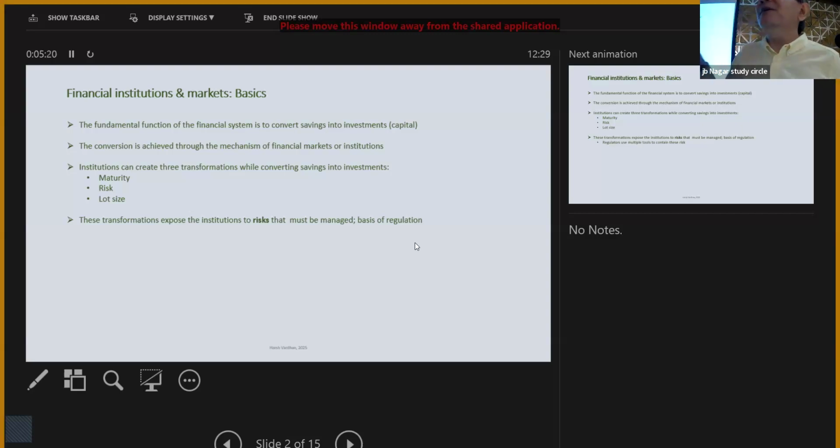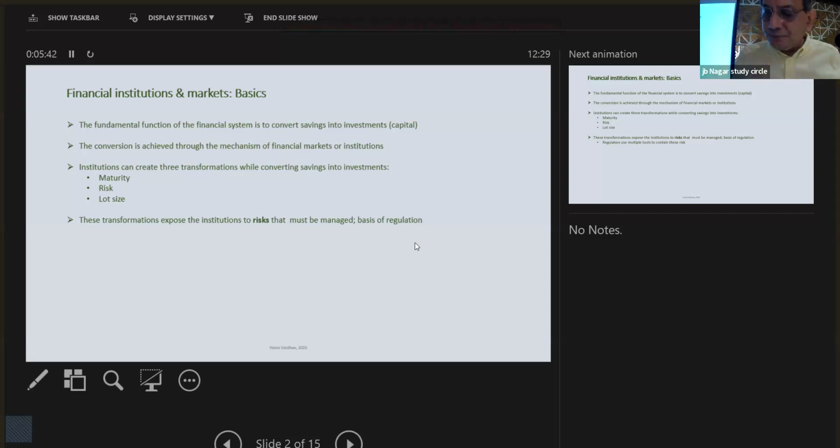It is, by the way, also the basis of regulation. If you look at banking regulation, or if you look at other financial services regulation, a majority of that is oriented towards containing risks that arise out of these three things, out of this transformation, right? So this becomes the basis of regulation as well, not the entire regulation, but a predominant part of the regulation.